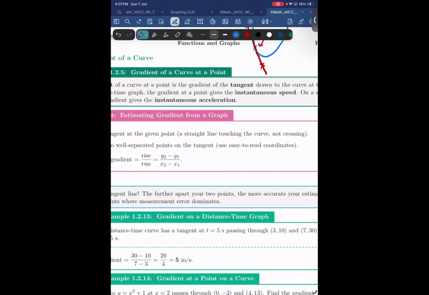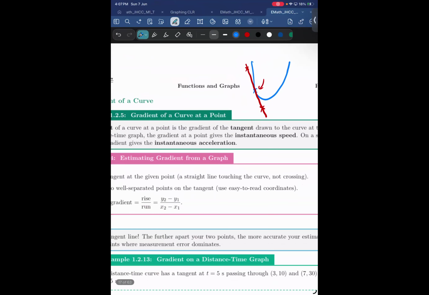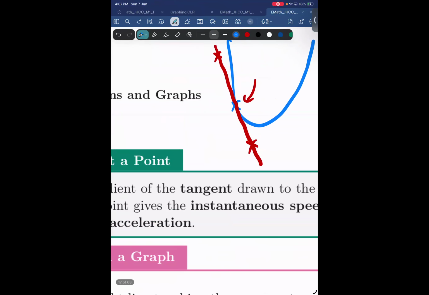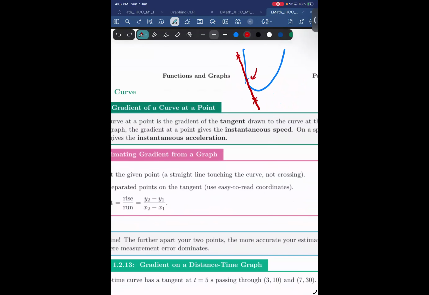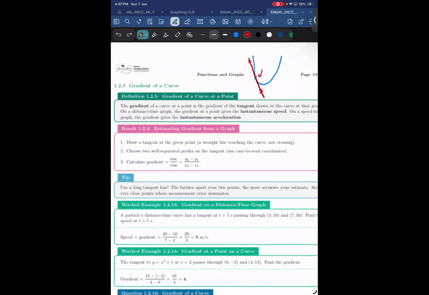So our steps, as mentioned: you draw a tangent at the point, and then you choose 2 points on the tangent. Don't choose them too close like this. Choose them a bit further away, so the overall pattern will be better. Then you calculate your gradient. So use a longer tangent line. The further apart the 2 points are, the better.